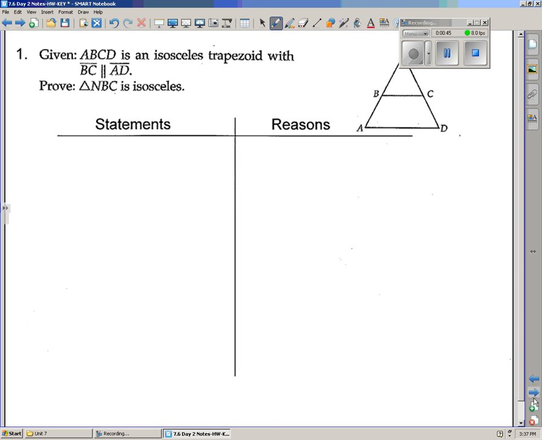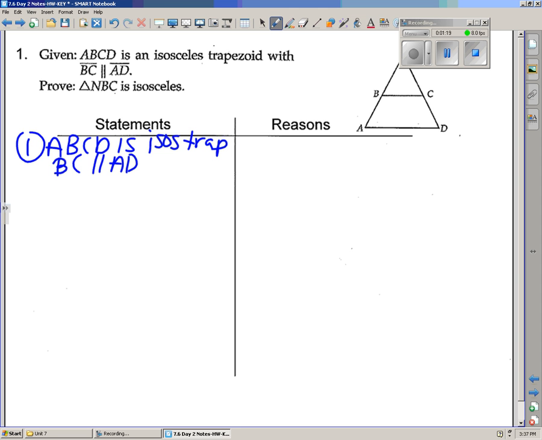Okay, let's see what we got here. ABCD is an isosceles trapezoid, and BC and AD are parallel, but they want you to prove that NBC, that top corner piece, is isosceles. So we've got our given statement first, and we know for sure ABCD is an isosceles trapezoid, and we know that BC is parallel to AD.